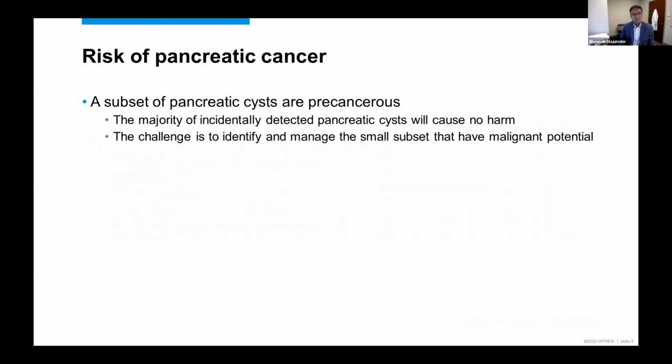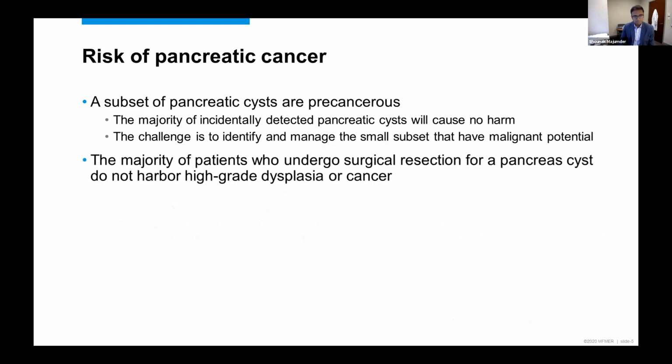The question that comes up frequently is what's the risk of pancreatic cancer associated with cystic disease of the pancreas? It's only a subset of pancreatic cysts that are precancerous, and the majority of these incidentally detected cysts will cause no harm. The challenge in our practice is to identify and manage the small subset of cysts that have malignant potential. Another point that's important to recognize is that the majority of patients who undergo a surgical resection for a pancreas cyst will not be found to harbor high-grade dysplasia or cancer. And I'll come back to this at a later point in my presentation again.